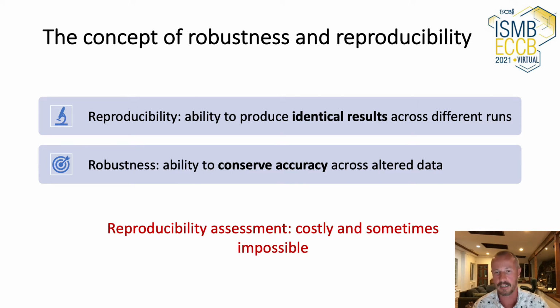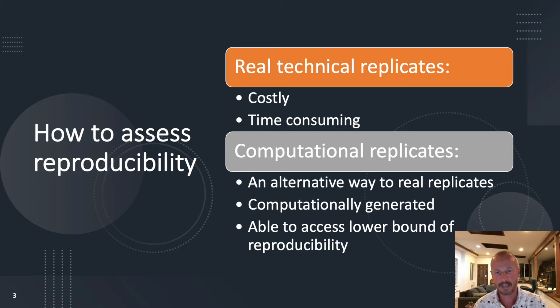So assessing reproducibility is really the challenge, and the challenge is that it's costly. You need to basically double the cost and shipment, and sometimes it's just impossible for very valuable clinical samples. Real technical replicates are costly and time consuming. So what can we do? We actually came up with a solution.